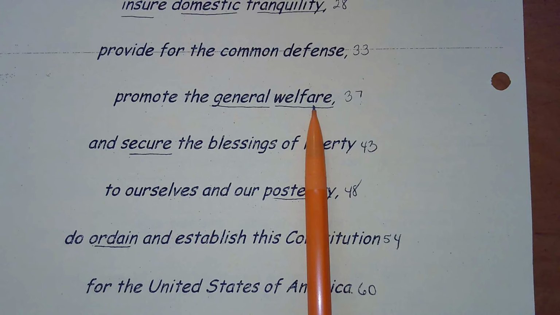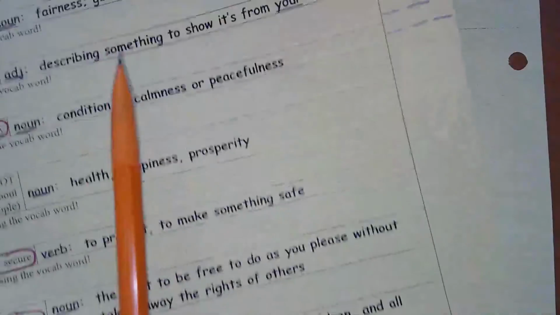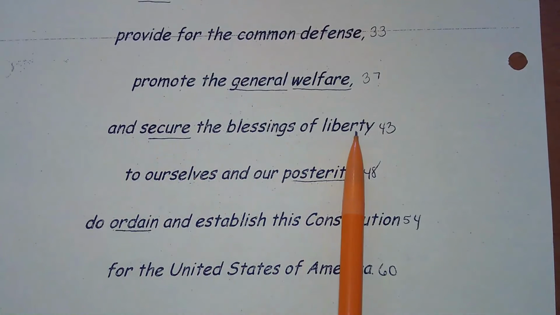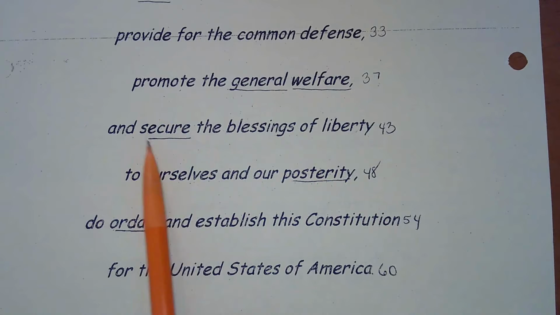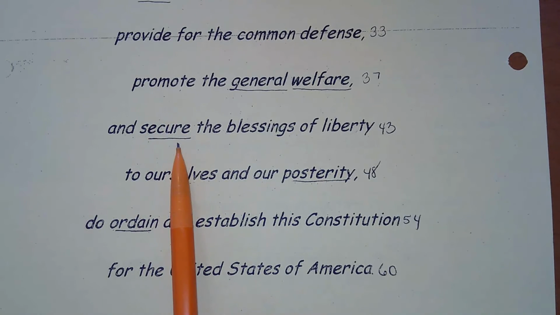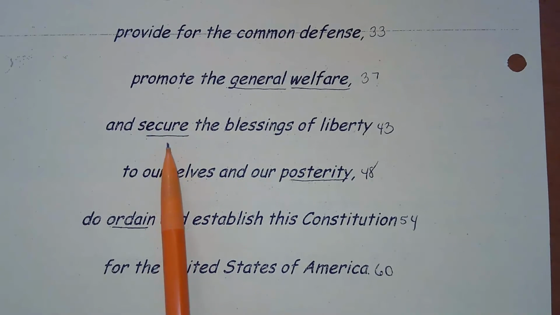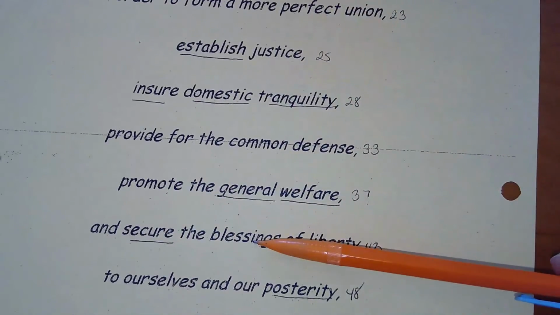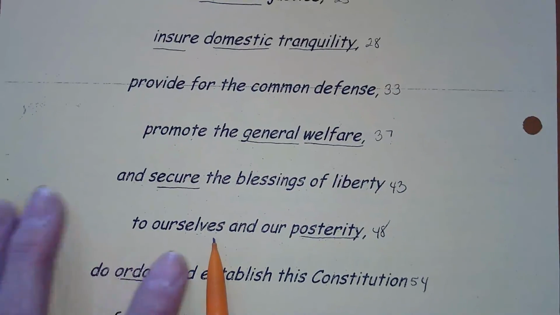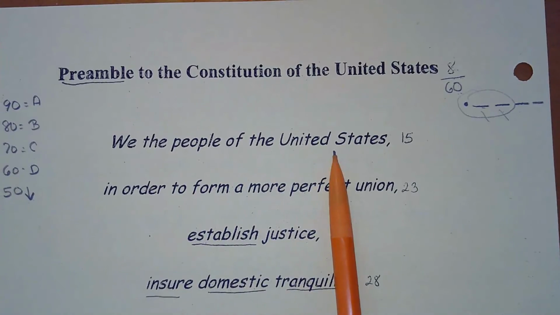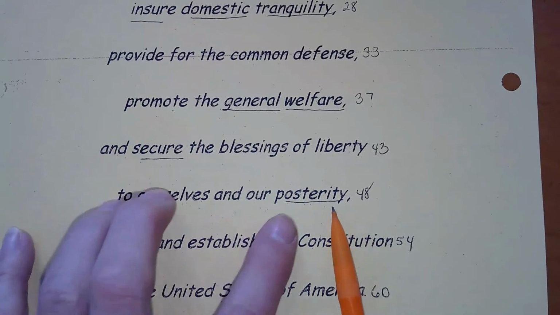Another reason to write the preamble of the Constitution: secure. What did that mean? To protect or make safe. Secure the blessings of liberty. They had just fought for the blessings of liberty. Now they want to make sure that those don't escape. So those are the reasons. Now, who for? Who are we looking out for by writing the Constitution? Ourselves, that would be the people of the United States, and our posterity.